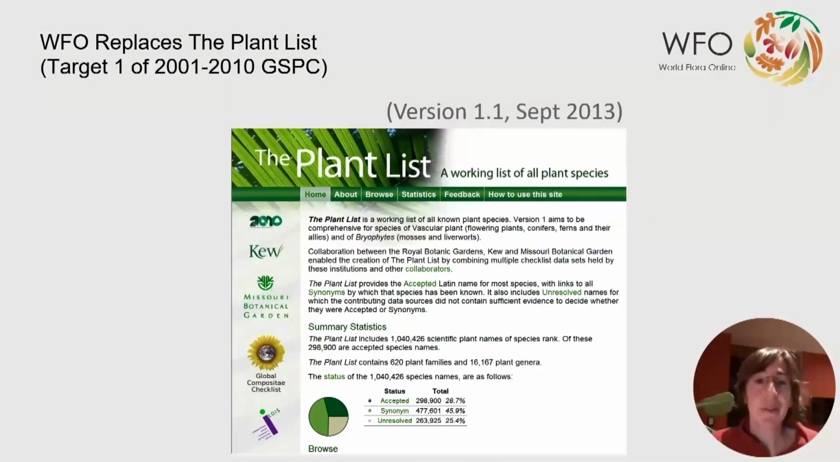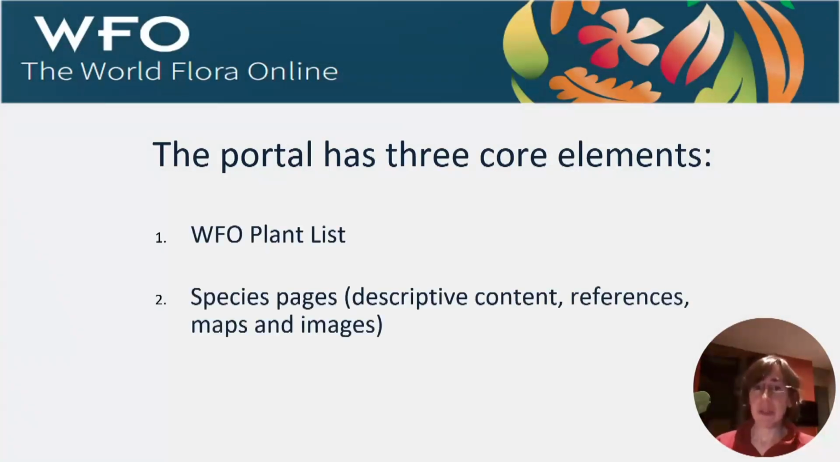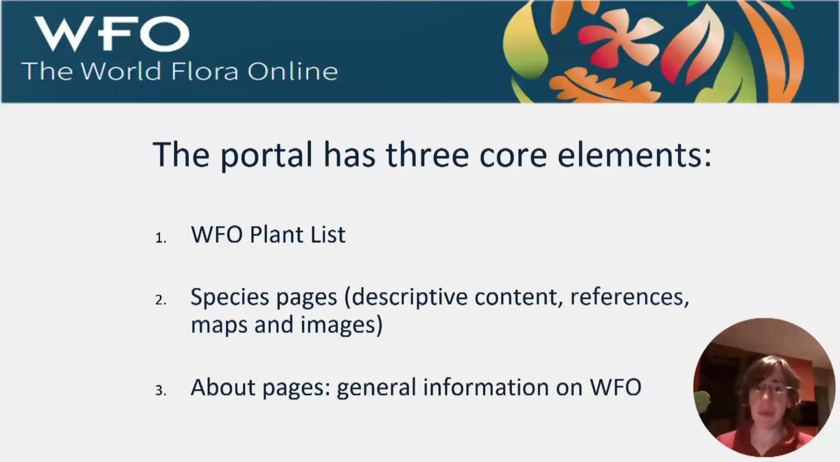WFO replaces the Plant List, which was the fulfillment of Target 1 of the previous Global Strategy for Plant Conservation. Some of you may be familiar with this resource, but it's been inactive since September 2013. The current WFO portal has 3 core elements: the WFO plant list, species pages, which include descriptive content, references, maps, and images, and the About pages, which provide general information about WFO.